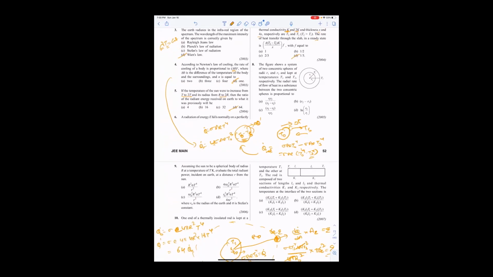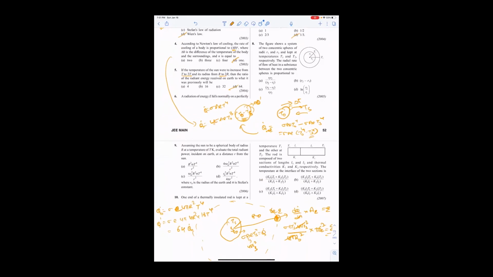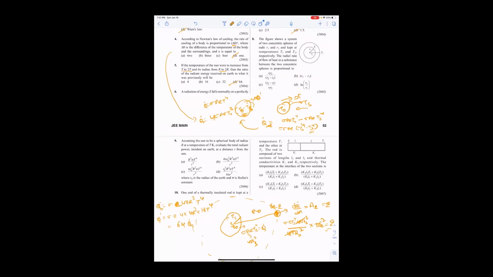Let's do the ninth one. Assume the sun to be a spherical body of radius r at temperature T. Evaluate the total power incident on Earth at the distance r from the sun. I guess we have just solved it without being asked. Right? Pi r naught square, r square, sigma T power 4 by r square. Option C. If you remember here, pi r e square sigma e T power 4 into r square by r naught square. So the r's are different here.